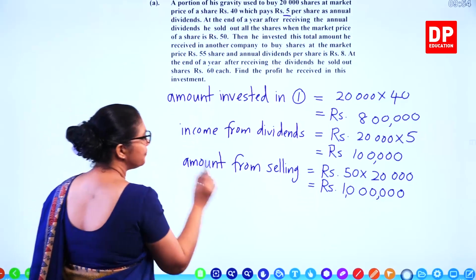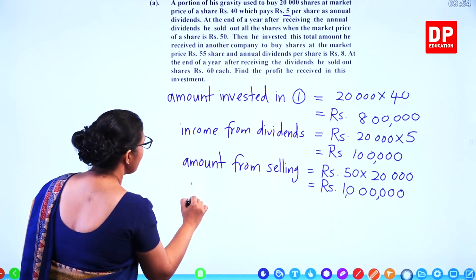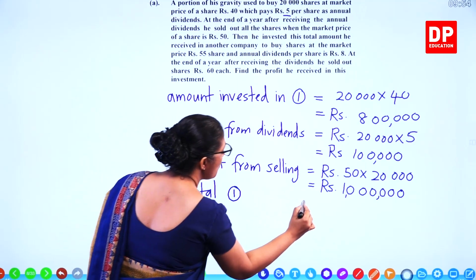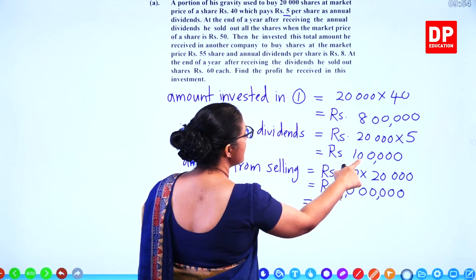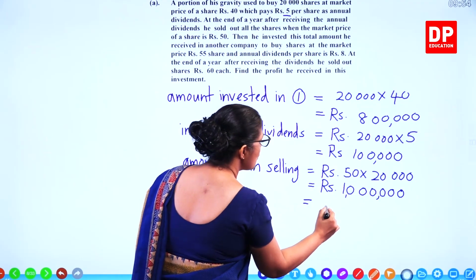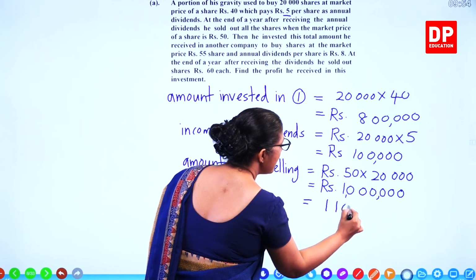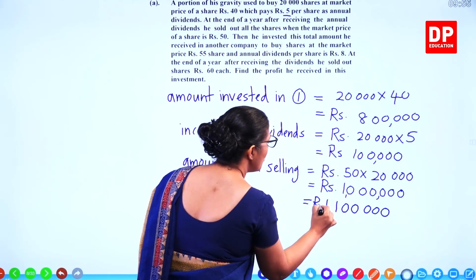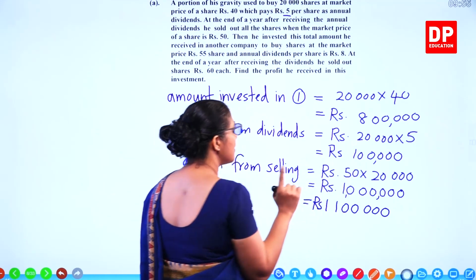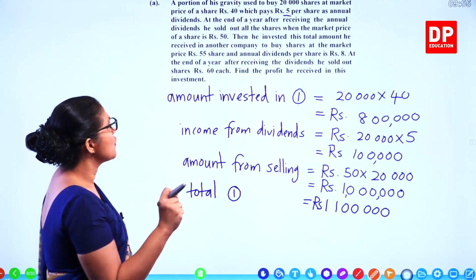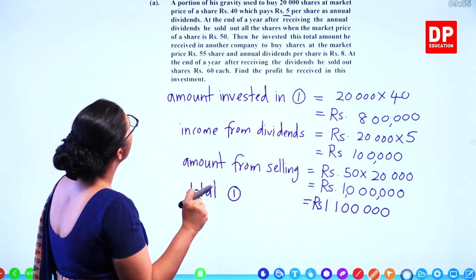So what is the total amount he got from the first company? Total amount: this is 100,000 and this is 1 million. So 1 million and 100,000 rupees. So you have to add these two. So that's the amount he got from selling all shares from the first company.